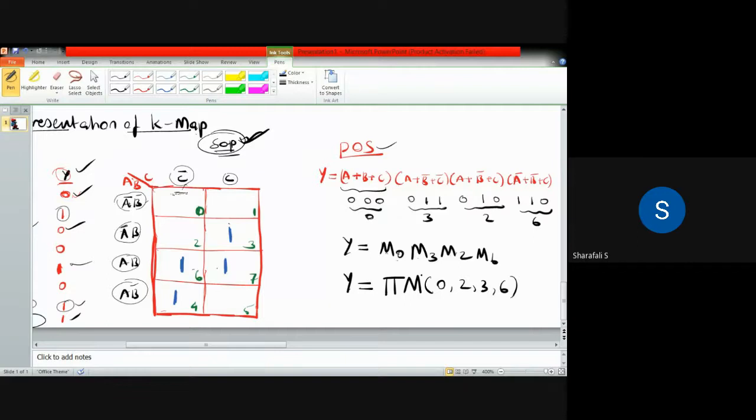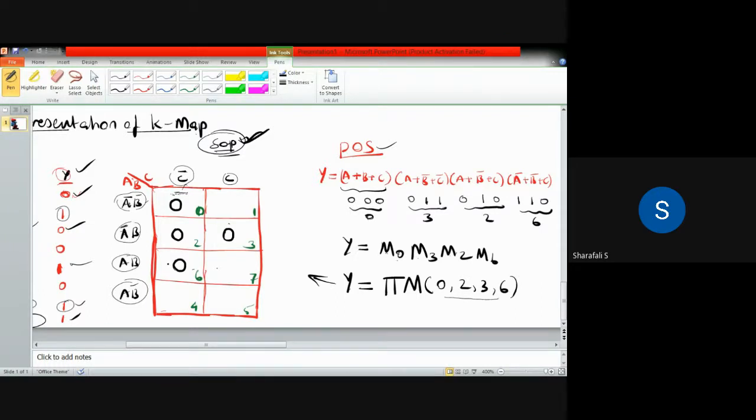So when you are considering POS form, you have to represent each of the cells as zeros. In this case, if you are using the same K-map with 3 variables, then we can represent this expression like this. In these positions we will have 0. So in 0 we have a 0, and in 2 we have the next 0. In the third cell, that is here, that is 0. 6 also we have 0. So this is how we represent the K-map for SOP and POS forms.